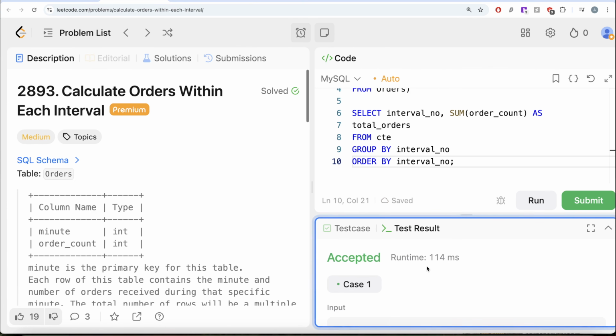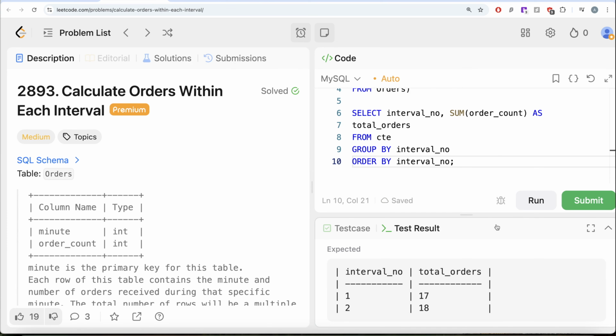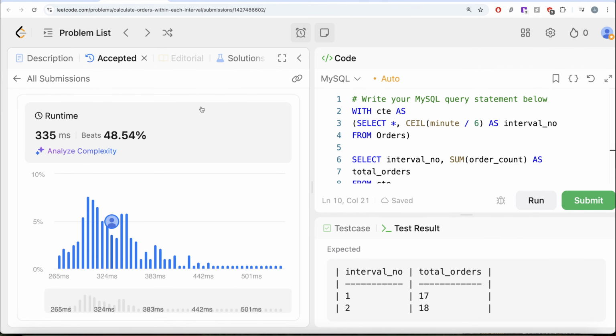Let's see what we get in our output. So yeah, this is accepted. Our output is same as expected output. Let me go ahead and submit it. So yeah, this is accepted, and this is how we do it.